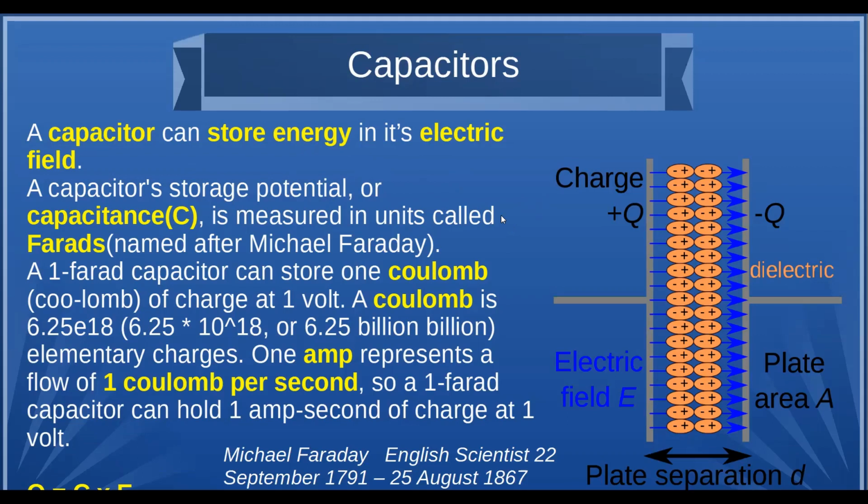We measure it in farads, named after Michael Faraday. Everything is named after somebody. They decided that a 1 farad capacitor can store 1 coulomb, that's all those charges, at 1 volt potential. And the amp represents the flow of 1 coulomb per second. So a 1 farad capacitor can hold an amp-second of charge at 1 volt, which is how we come up with charge equals capacitance times voltage. In this little picture, we're showing the dielectric in the center, which is another word for insulator, with the 2 plates and the charge on them.